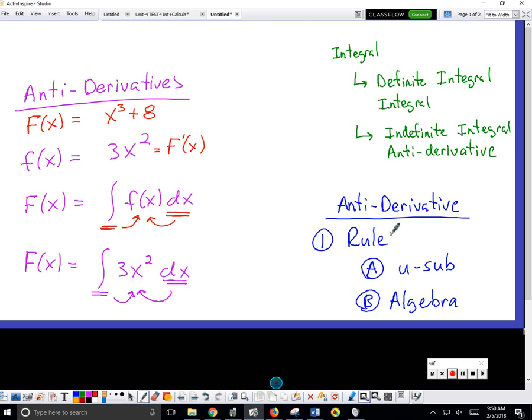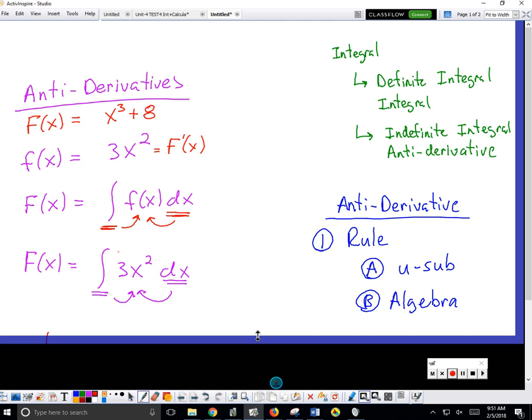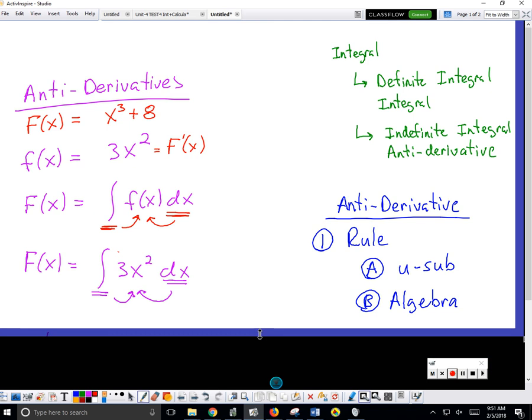What I wrote here is capital F is the antiderivative of 3x squared. Okay. Rules. So you don't need to copy these down. I will post them on my website, if you want to copy them, you can, but you don't need to. Here are the rules.